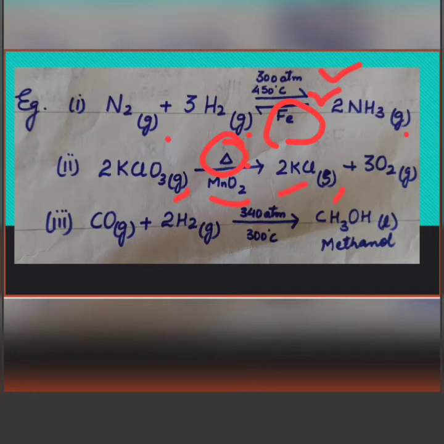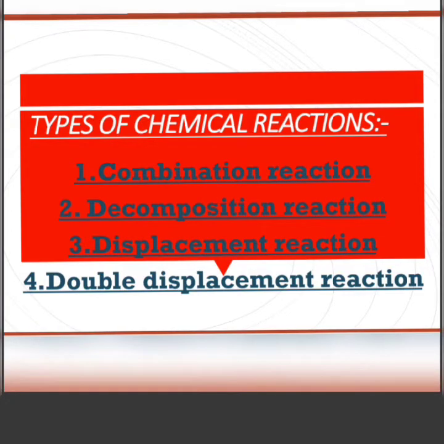KCl is in the solid state, as you can see here. And then 3 O2, 3 molecules of oxygen in the gaseous state. Is that clear? Then the third is CO, that means carbon monoxide in the gaseous form, plus H2. You know H2 is a gas. There are 2 molecules of H2 in the presence of 340 atmospheric pressure and at 300 degrees Celsius forms methanol, CH3OH, and this is in the liquid form. Is that clear? I hope you have understood.